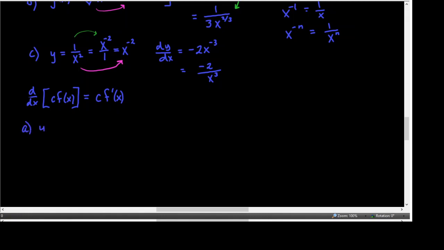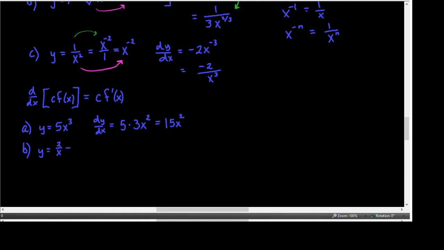If y equals 5x cubed, its derivative, dy dx, is going to be the constant 5 times the derivative of x cubed. Using the power rule, that's the old power 3 times x to the reduced by 1 power 2. Then simplify and you get 15x squared. Okay, b. Y equals 2 over x.